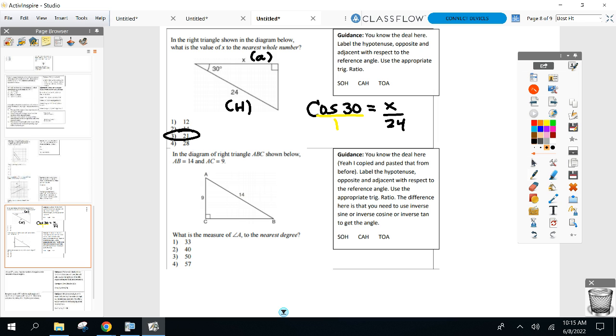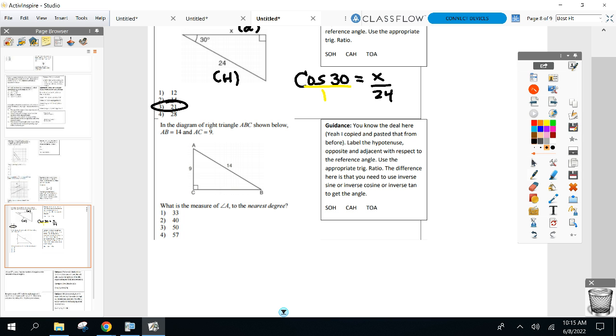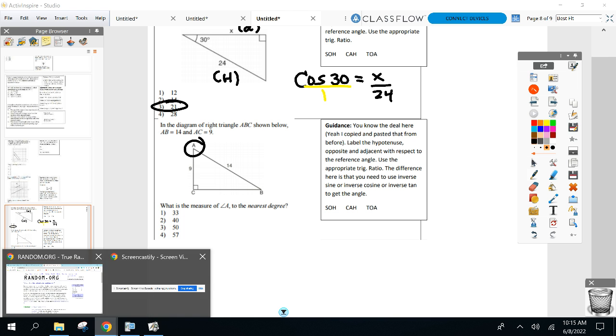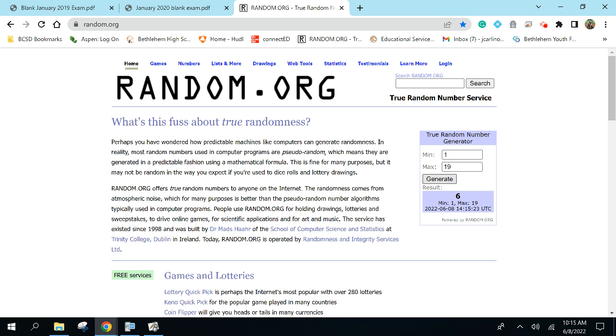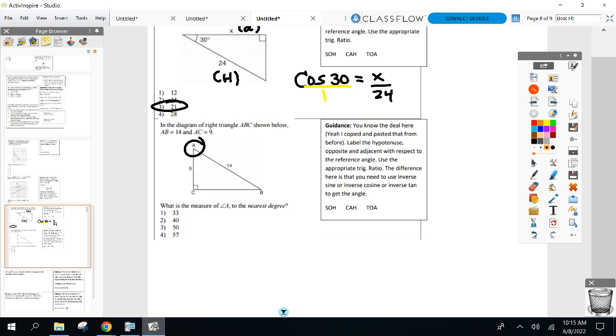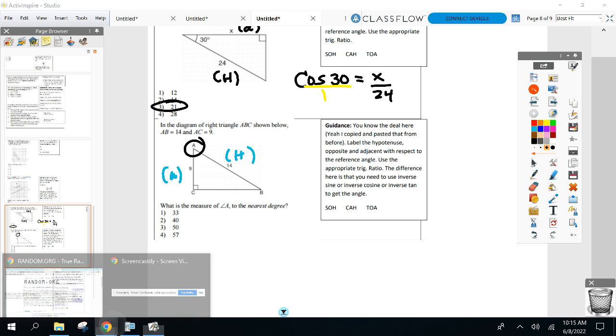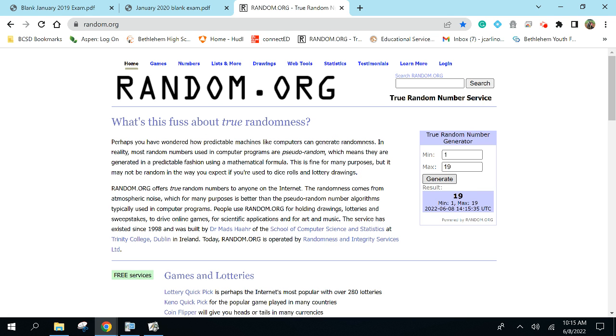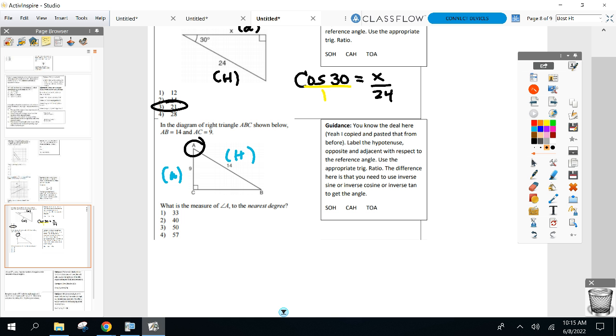All right, next one's find an angle now. Ooh, that was something we got to remember how to do here. Find angle A. All right, so what's the 9 and the 14 first? 9 and the 14 to angle A. Adjacent, hypotenuse. Yep, 9's adjacent, 14's hypotenuse. Which ratio do I use with this one? Cosine. Here we go.